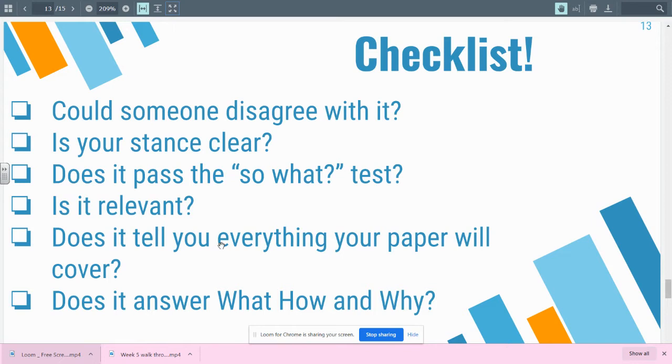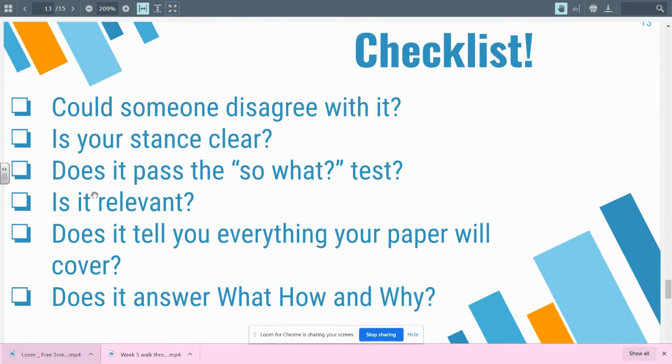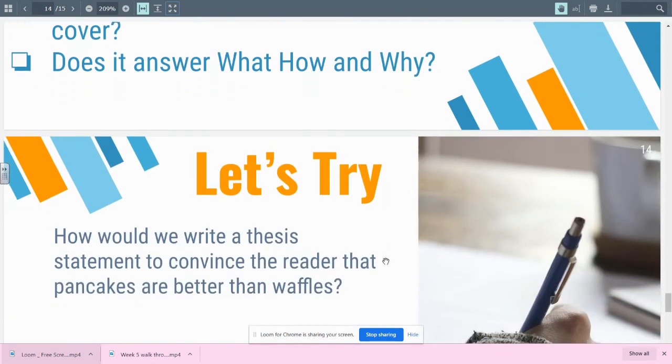Those are all the same words. Does it pass the so what test? Is it relevant? Does it tell you everything your paper will cover? And does it answer the what, how, and why question we talked about? Okay, these are the things that are going to make your thesis just amazing. Perfect.